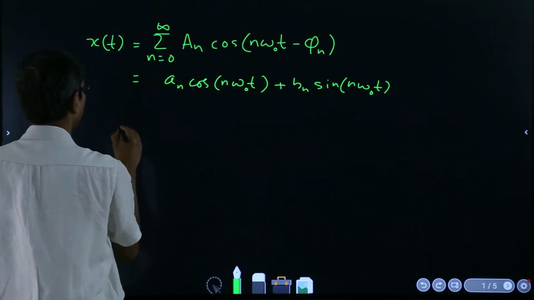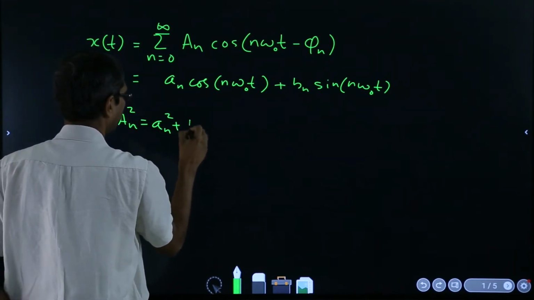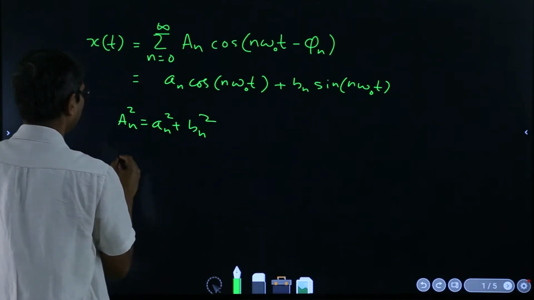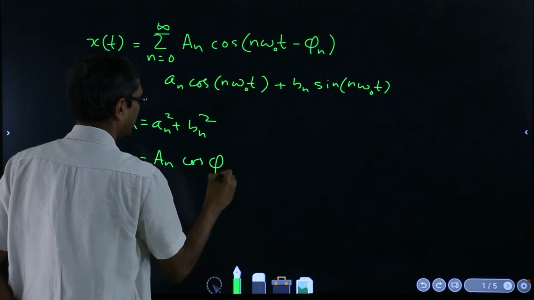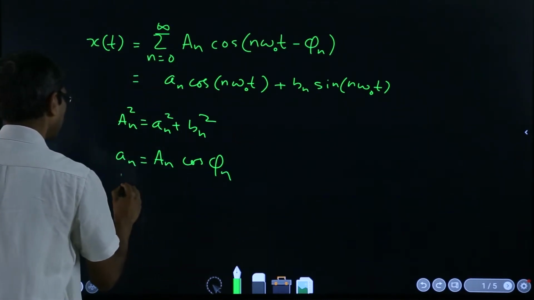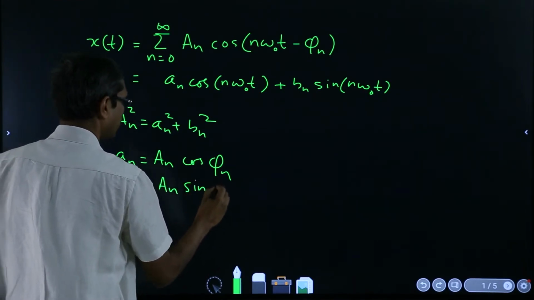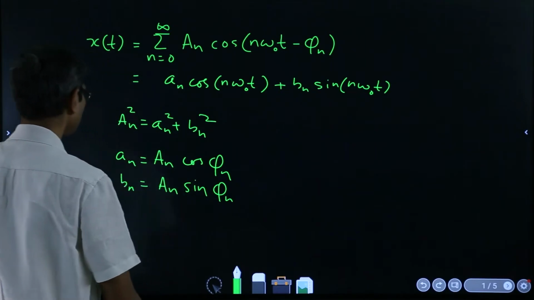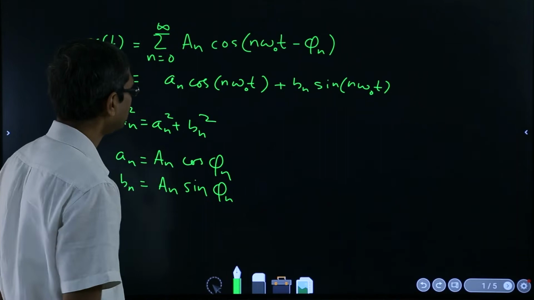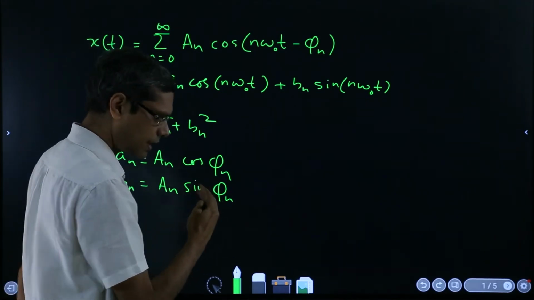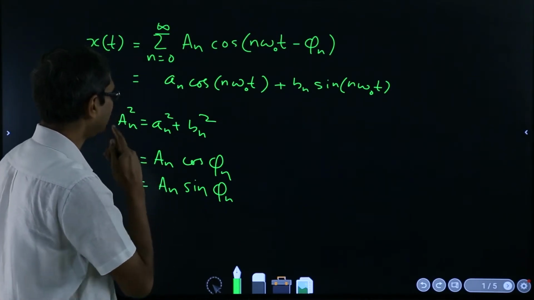They are related. An squared is equal to An squared plus Bn squared, and An cosine of phi n, did I write there? Okay, and Bn is equal to An sine of phi n. Okay. So, this is what we had discussed, and then we said that we will see some more representations, two more to be specific, of the same thing.